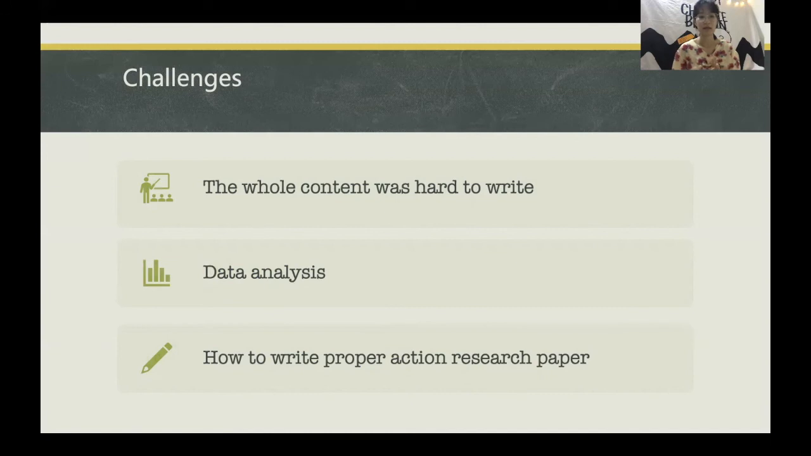And the next is how to write a proper action research, which is challenging. I hope I can write a good and the best action research in the future.